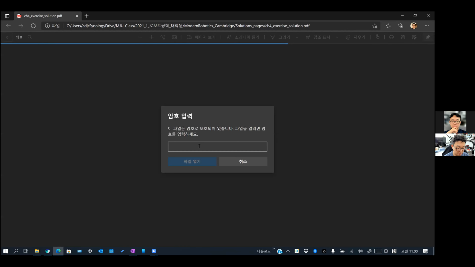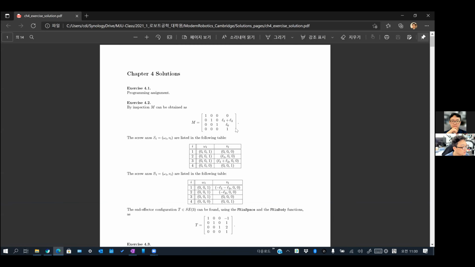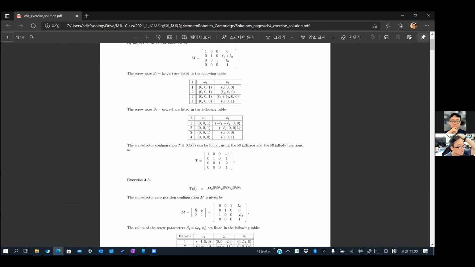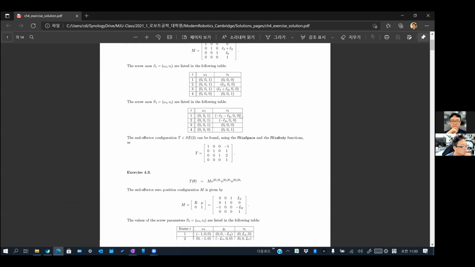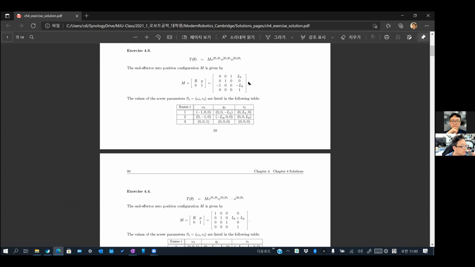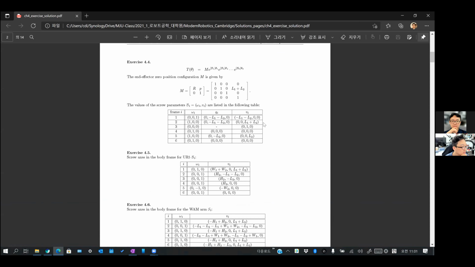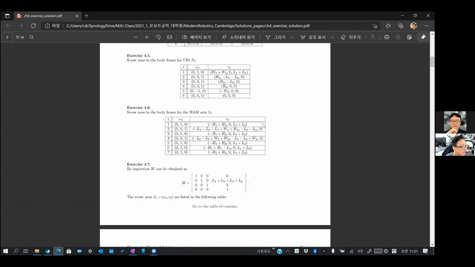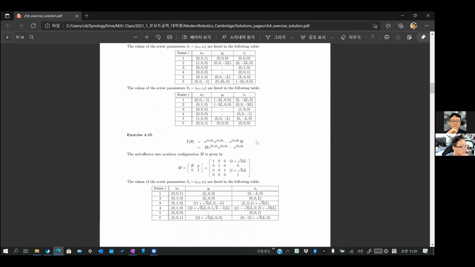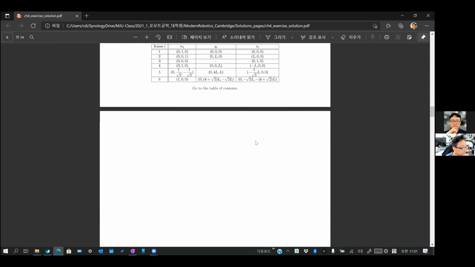The next chapter was chapter 4. In this chapter, we dealt with forward kinematics, making forward kinematics using the screw axis. That is the key point in this chapter. You might be familiar with screw axis forward kinematics. That is the important thing in this chapter.